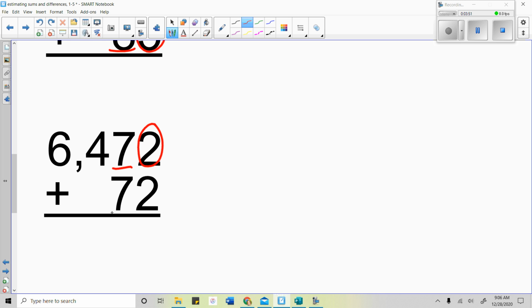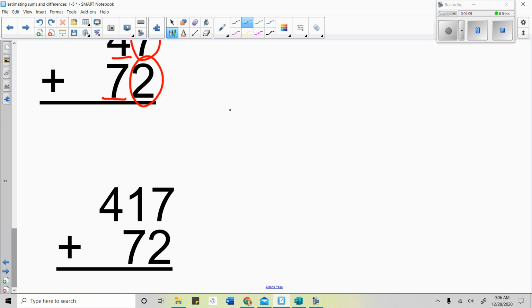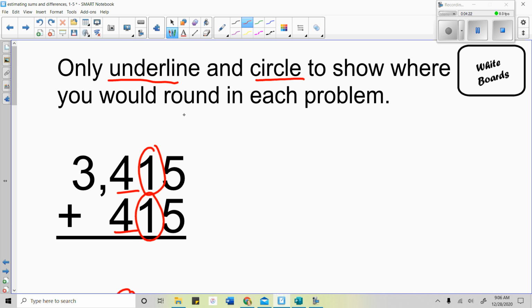You would have to go all the way over to the tens place on these because they do not both have a thousands and they do not both have hundreds. Copy it, underline and circle. Pause the video. On this one, you should have underlined and circled the tens place. And then finally, pause the video, underline and circle. This one, you should have rounded to the tens place. So once again, the rule is you should be rounding to the same place in both of the numbers before you try solving the problem.